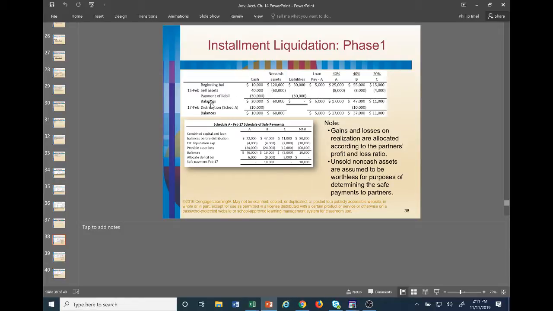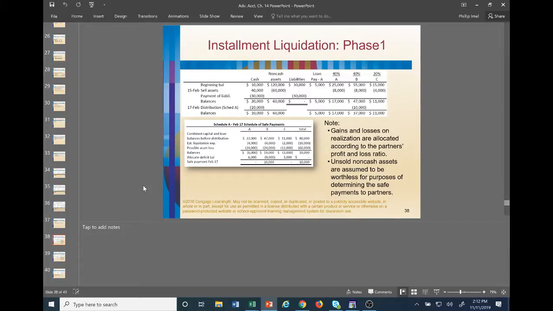So we can see here, once we've paid liabilities and sold some assets, that we still have $5,000 of a loan payable to partner A. He still has $17,000 in the company. B has $47,000, and C has $11,000.